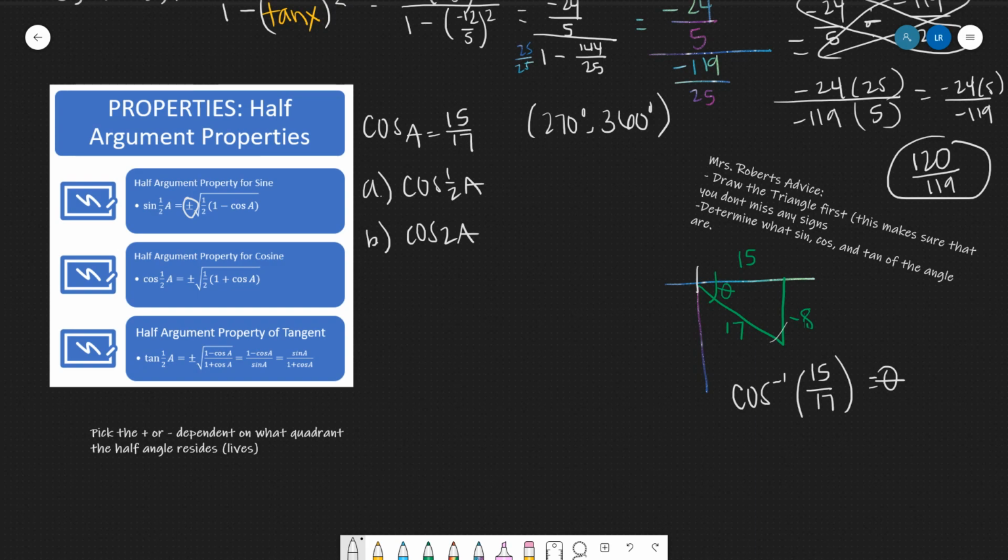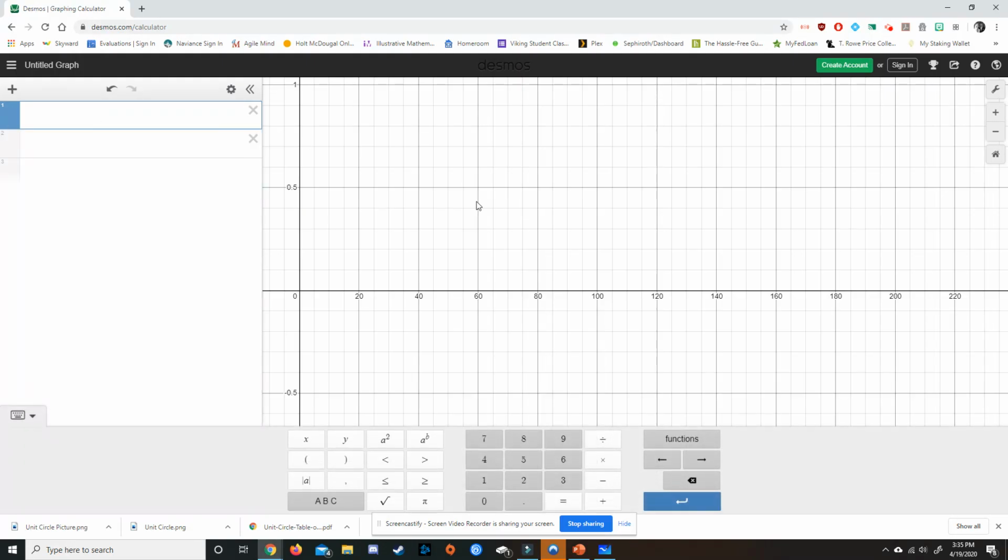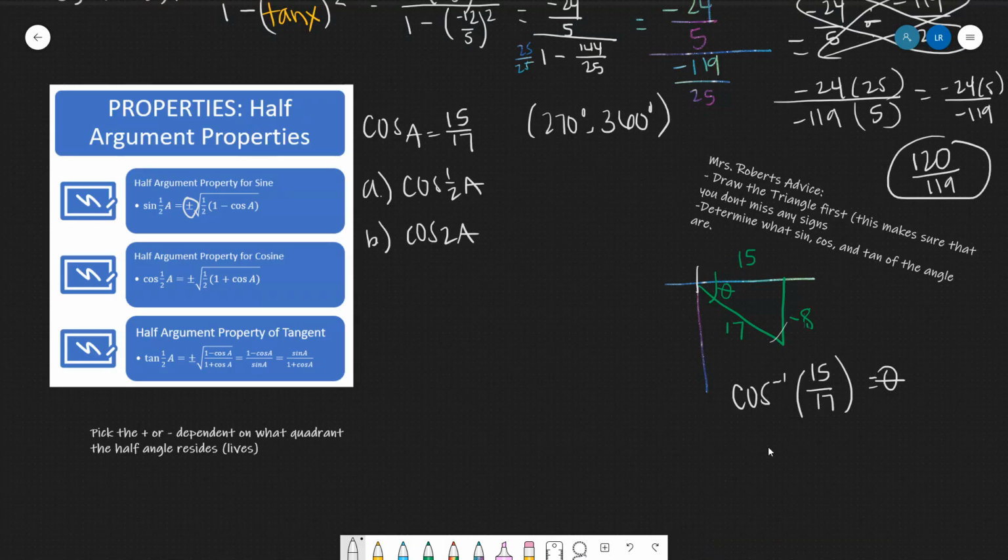So let's see what we get here. We're going to do the inverse cosine of 15 over 17. Oops, I don't know what button I clicked, but it was not the right one. And we get 28 degrees. Well, 360 minus 28 tells us that our angle is actually 332, because 332 falls in this quadrant.